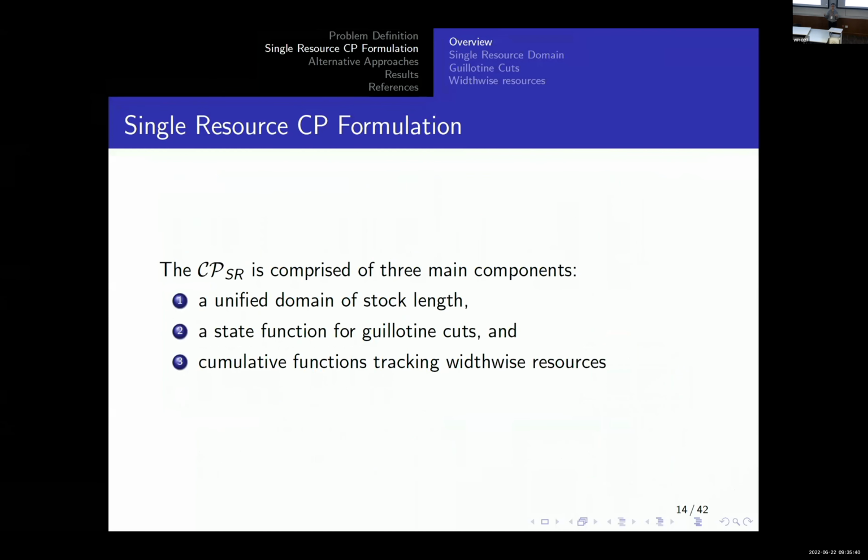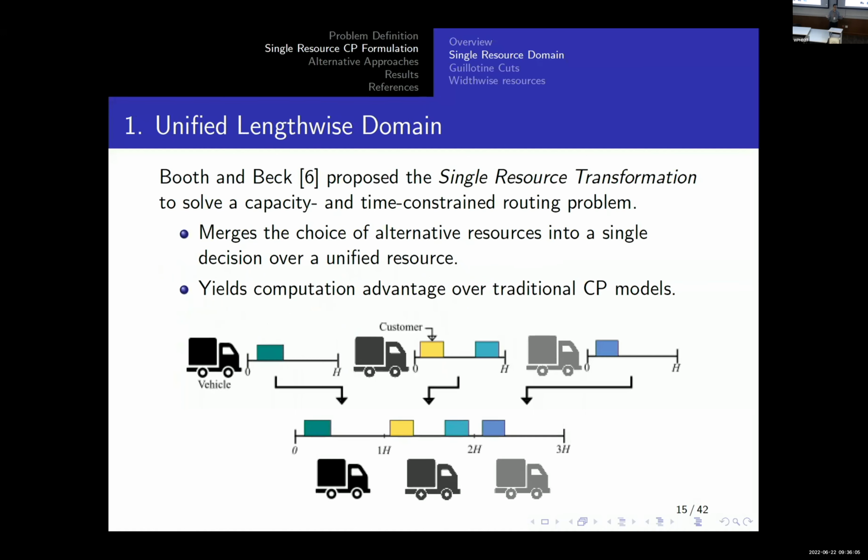Okay, so now armed with the knowledge of CP scheduling modeling tools, we can delve into the actual model. Our model is comprised of three main components. We have a unified domain of stock lengths, we have a state function representing the cuts, and we have cumulative functions tracking widthwise resources. So first, our model uses something called a single resource transformation, as we have hinted at with the name of our model.